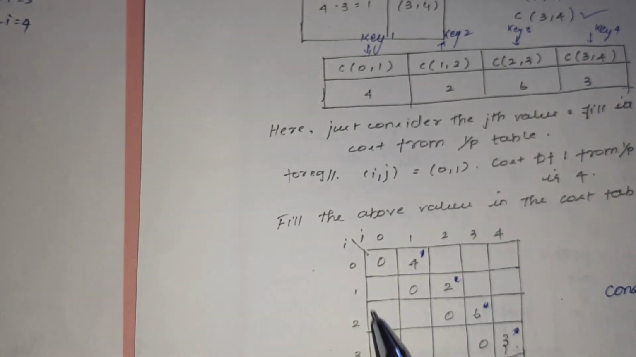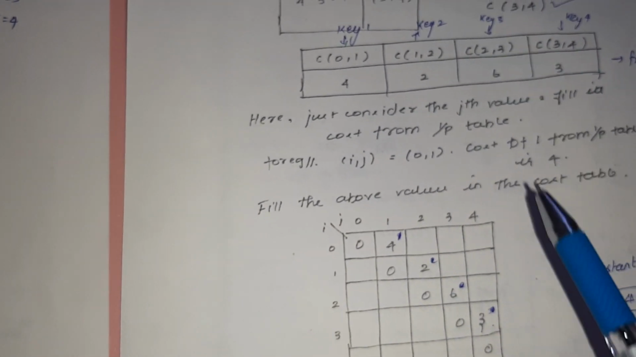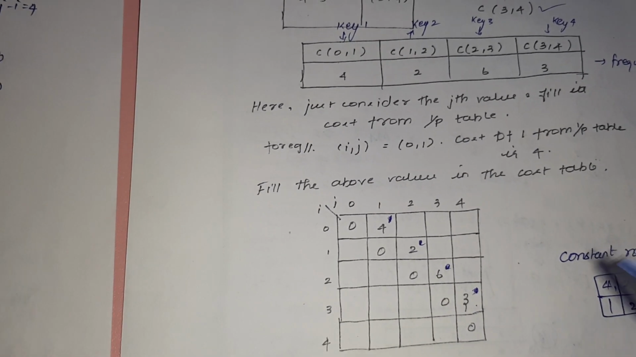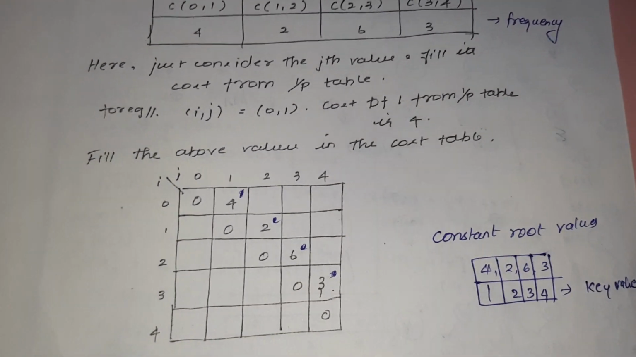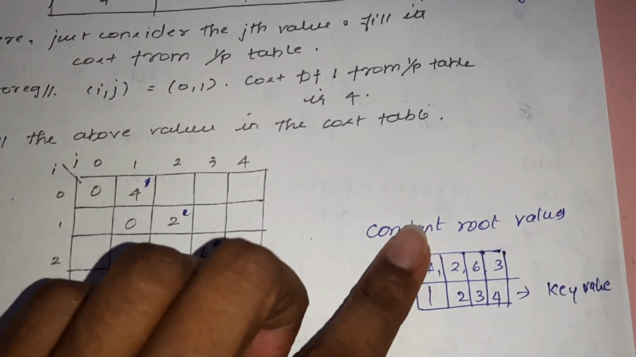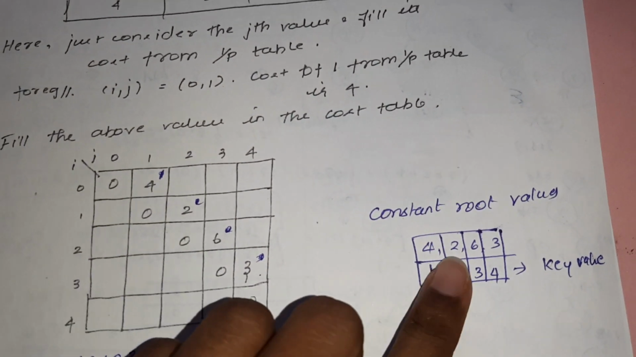0, 1 means 4; 1, 2 means 2; 2, 3 means 6; 3, 4 is 3. Like this I am keeping it here. One thing you should remember: these are the constant root values. I will tell you later, because in the last step it is very important. So 4, 2, 6, 3.